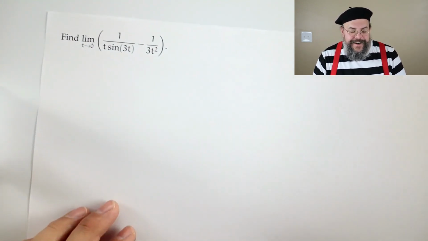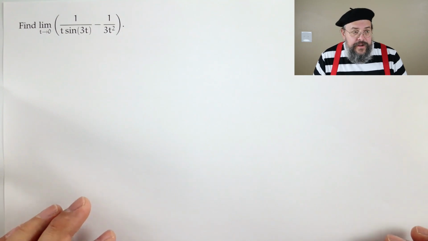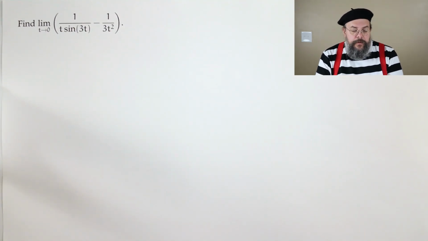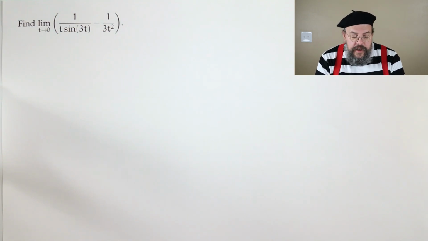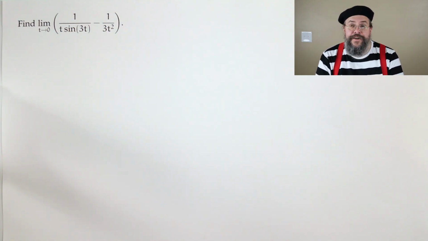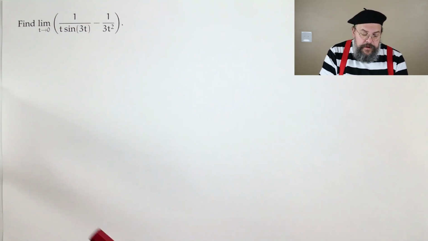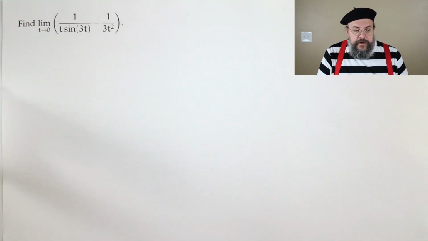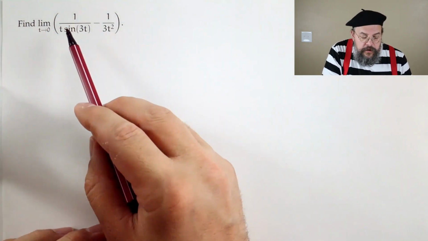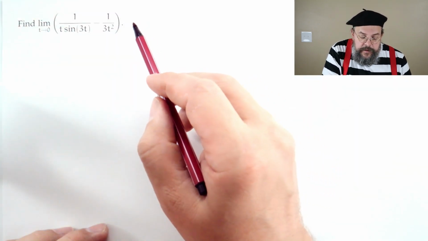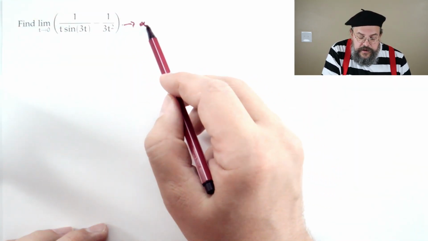All right, well, let's try another problem. Find the limit as t goes to 0 of 1 over t sine of 3t minus 1 over 3t squared. Okay, well, what's happening? When you plug in t equals 0, what do you have in the first term? Well, it's 1 over a very tiny number, which is a huge number.